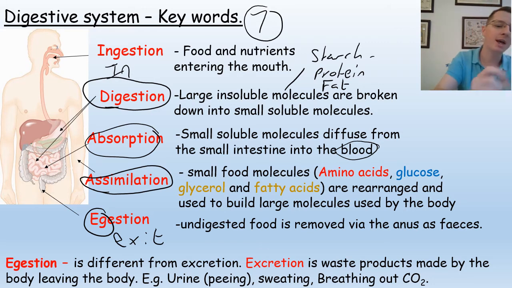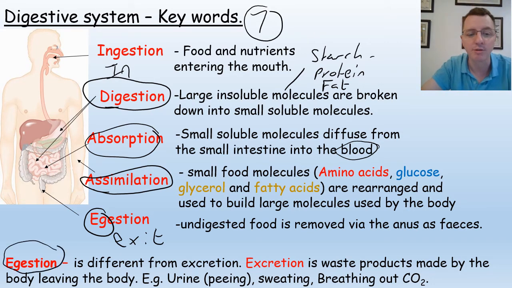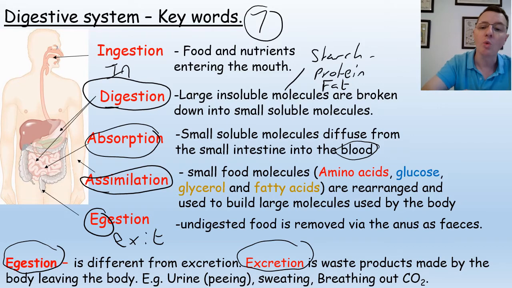But you've got to be very careful with this word egestion, because egestion is very different from excretion. And now excretion is when your body gets rid of waste products made by the body. So for example, your body makes urea, your body makes sweat, your body makes carbon dioxide, and it needs to get rid of all of these in various different forms of excretion. So excretion is very different from egestion.